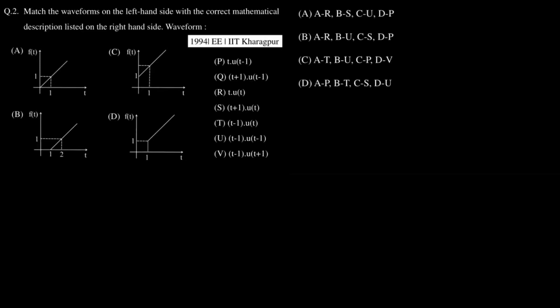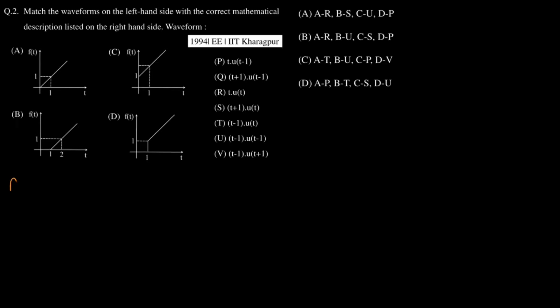Now basically there are two methods for solving questions of this type. First is writing the mathematical description for the waveform, or we can also write the waveforms for the mathematical descriptions provided. Here you can see there are 4 waveforms, so it will be easier for us to write the mathematical descriptions of the 4 waveforms instead of writing waveforms of 7 descriptions. But at this point of time, you should be able to do both. That means you should be able to write waveforms by seeing the equations and also equations by seeing the waveforms.